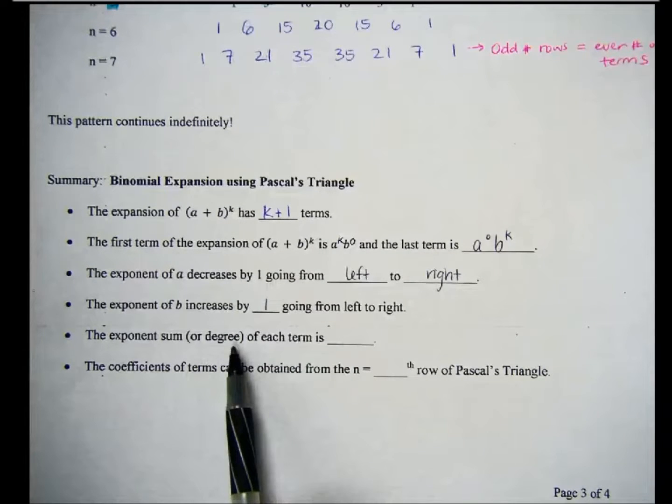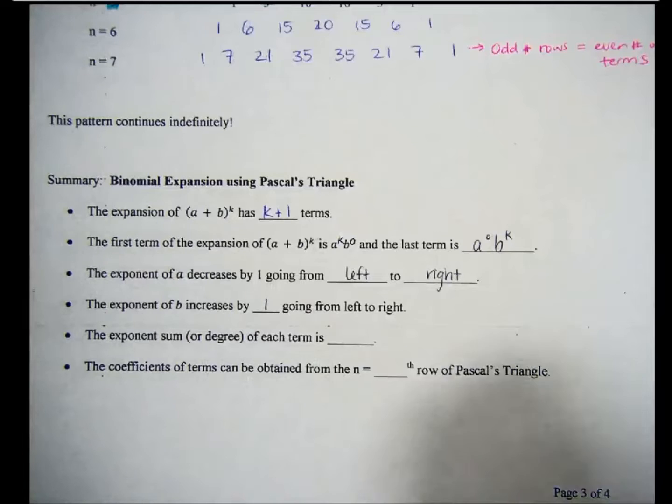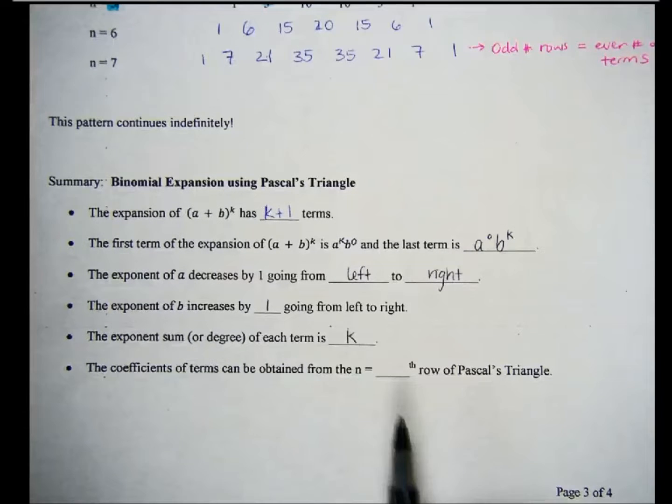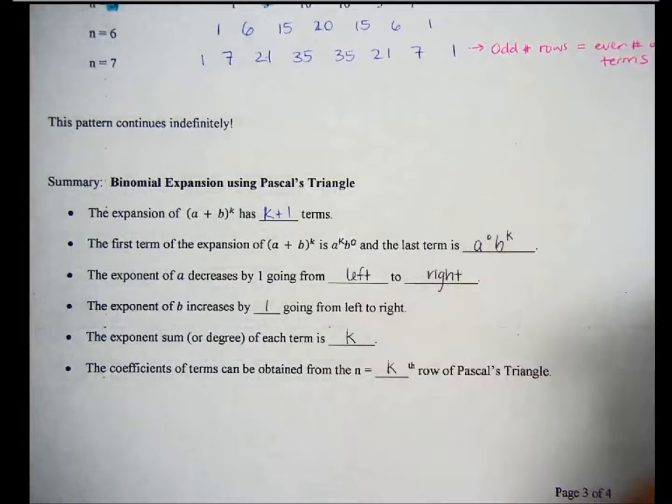The exponent sum or degree of each term is going to equal k. So if you remember in the n equals 4 row, all of the exponent sums were 4. And the coefficients of the terms can be obtained from the n equals kth row of Pascal's triangle. So in the next video, I'm going to go over in more detail how to expand a binomial just using these patterns from Pascal's triangle, and give you an opportunity to practice as well.